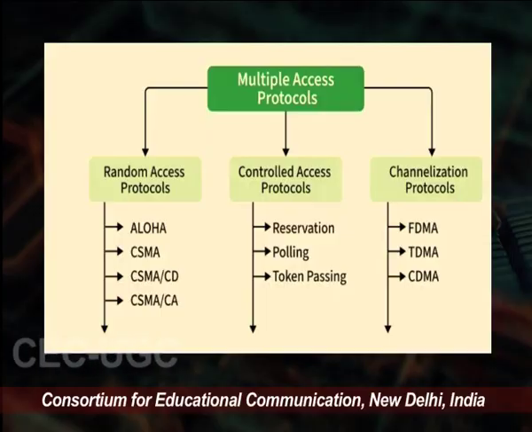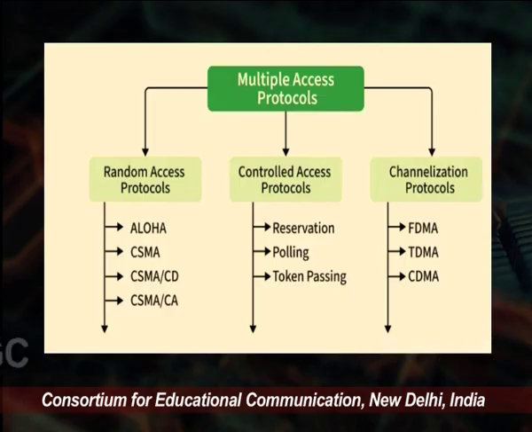When we look into all these multi-access protocols, they are basically divided into three categories. One is random access protocols. Under these, we have Aloha, CSMA, CSMA/CD, and CSMA/CA. We will be looking into the full forms and details of all these protocols in upcoming lectures. The second category is controlled access protocols, which are reservation, polling, or token passing.